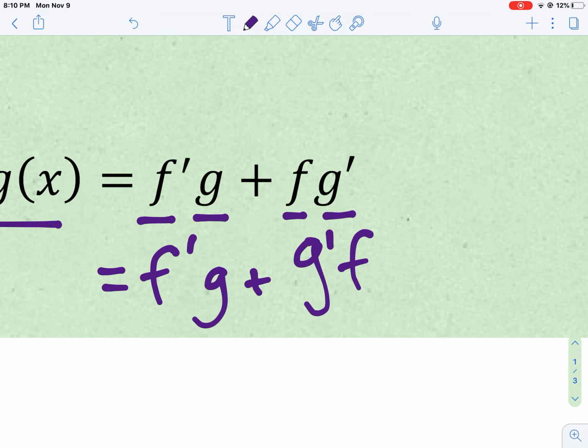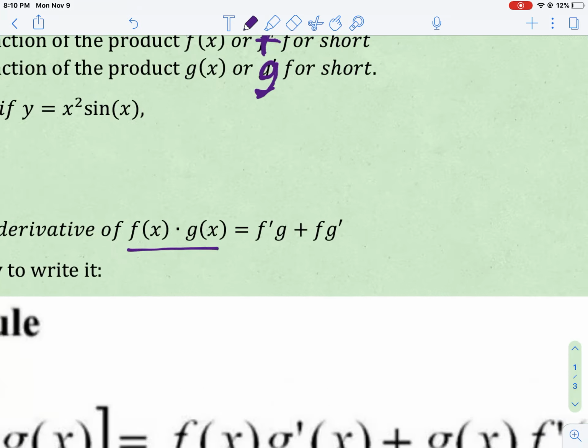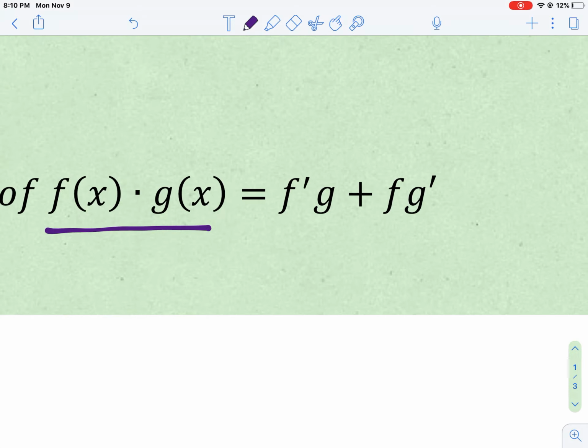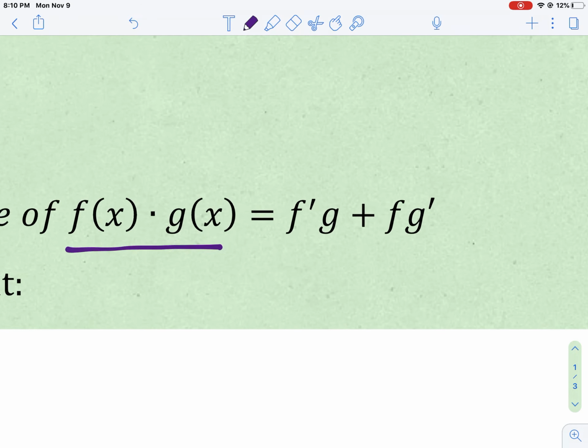Okay? So f prime g plus f g prime. F prime g plus f g prime. That's how I remember it. Now, I don't say it the same way, right? The derivative of the first times the second plus the derivative of the second times the first, okay, is how you would say it, not in that specific order. But I would just remember this, f prime g plus f g prime. So you've just got to remember the rule here.